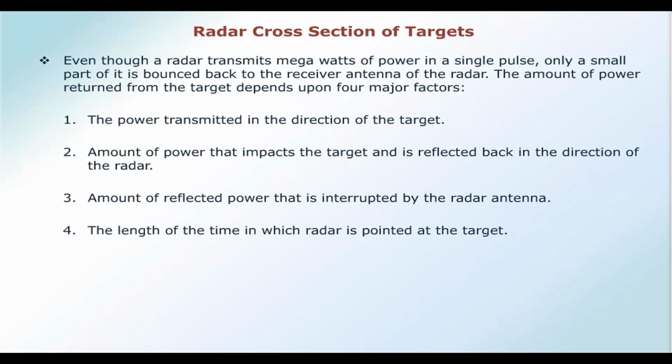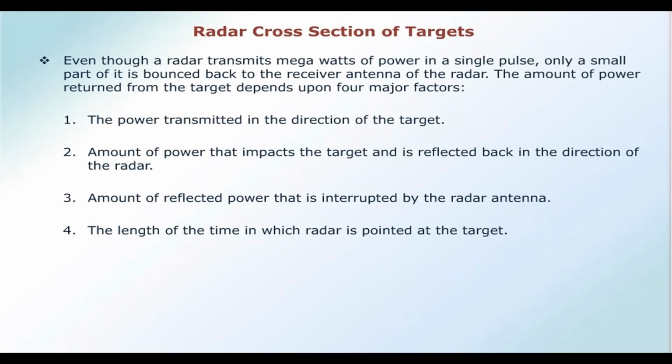Even though a radar transmits megawatts of power in a single pulse, only a small part of the signal will be bounced back to the receiver antenna. Already we have said that most of the signal will be wasted into the air. Only some part of the energy will be reflected back towards the receiver. The power transmitted in the direction of the target depends on several parameters.